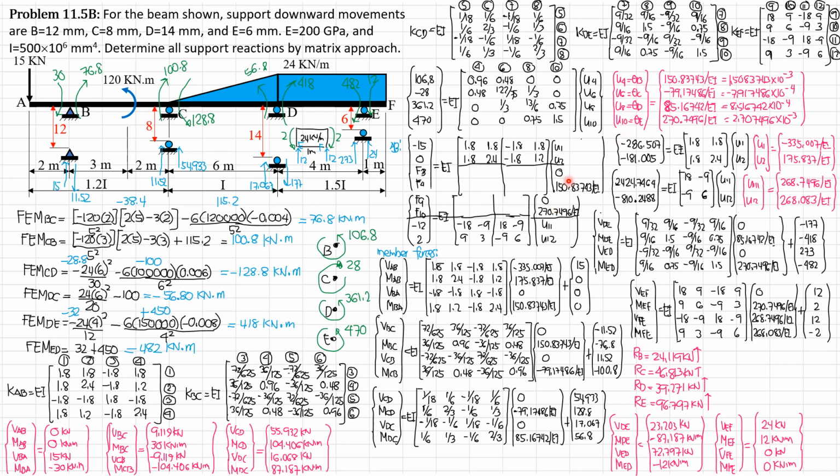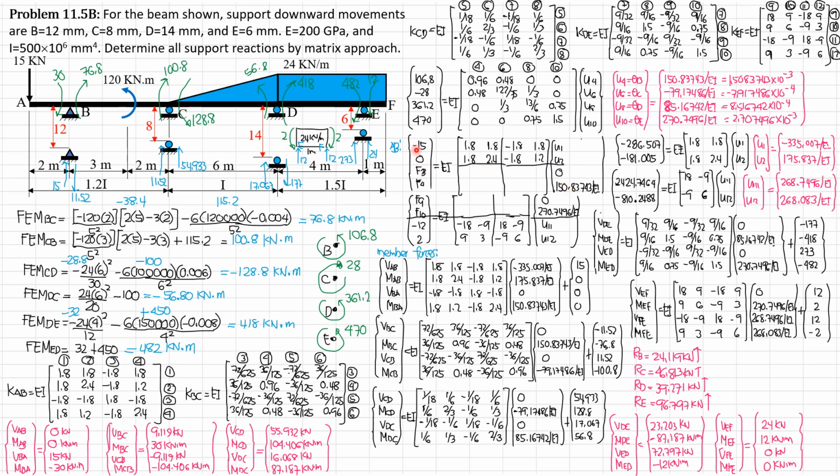So we have U1, U2, U3 which is 0, and U4, which is theta B. Then we copy the stiffness of AB. We'll just consider the upper half because the lower half is not important. This is this 2 by 2 matrix times U1, U2, plus this 2 by 2 matrix times this 2 by 1 matrix. So simplifying, we have negative 15, 0 equals this 2 by 2 matrix times U1, U2, plus this 2 by 2 matrix times this 2 by 1 matrix.